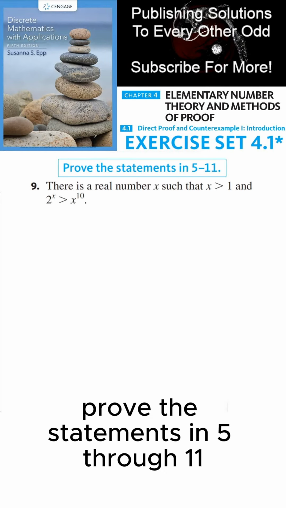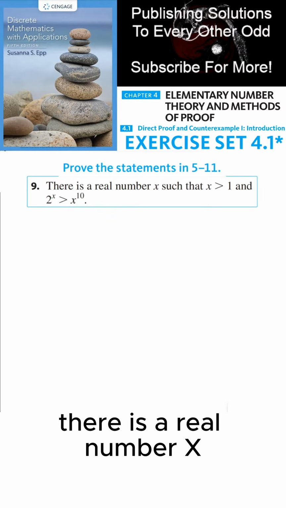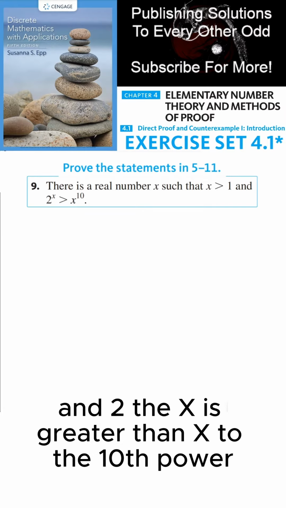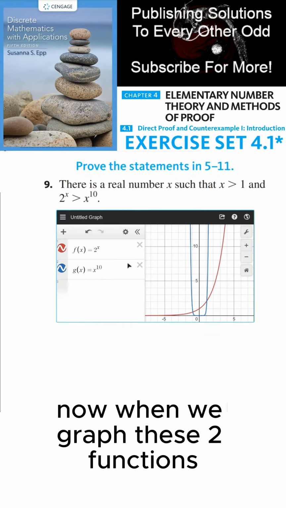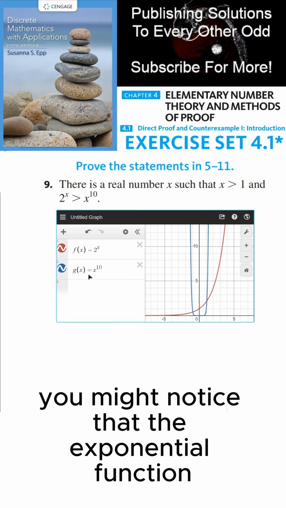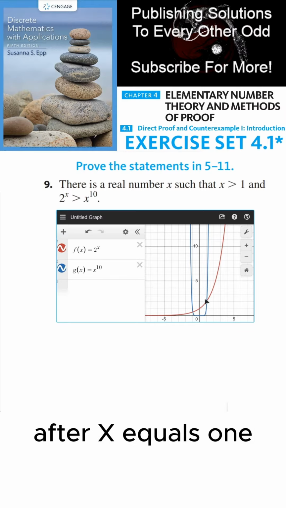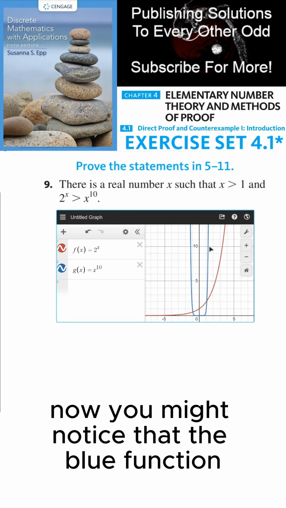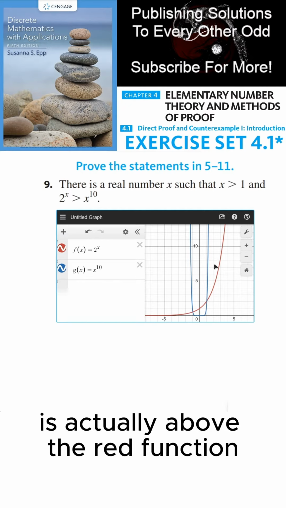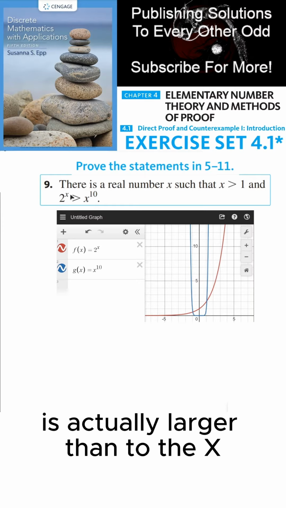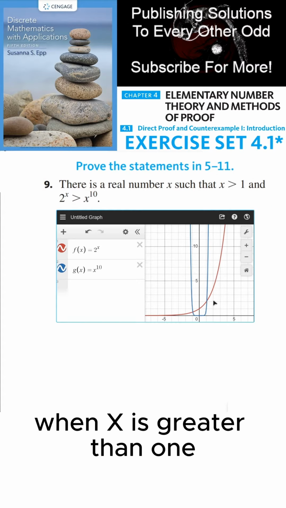Prove the statements in 5 through 11: there is a real number x such that x is greater than 1, and 2 to the x is greater than x to the 10th power. Now, when we graph these two functions, you might notice that the exponential function is actually smaller than x to the 10th after x equals 1. You might notice that the blue function is actually above the red function, meaning that x to the 10th is larger than 2 to the x when x is greater than 1.